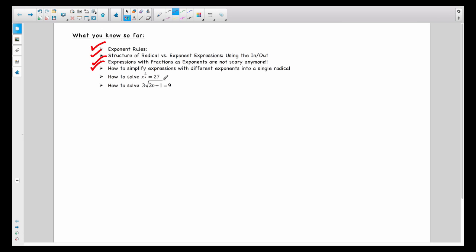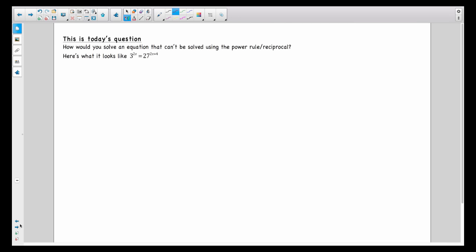Now we know how to solve this, right? We would raise everything to the reciprocal. And we just learned how to solve this, which is squaring both sides. Okay, so today we will learn how to solve this, which is a little nutty. You've got 3 to the 2x, and it's equal to 27 to the x plus 4. So where do you begin?